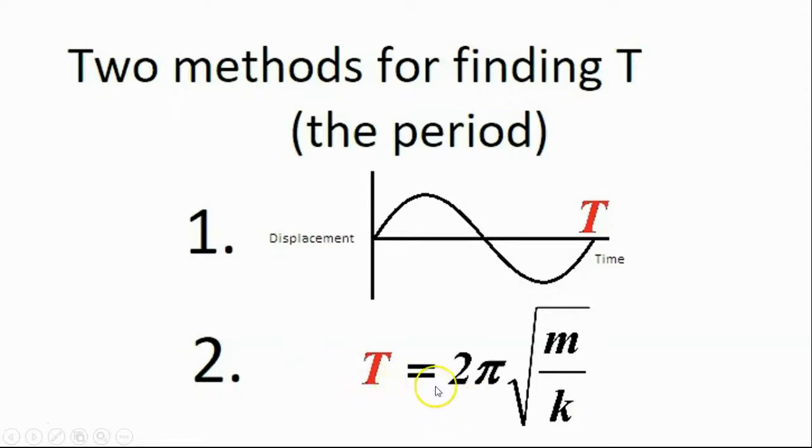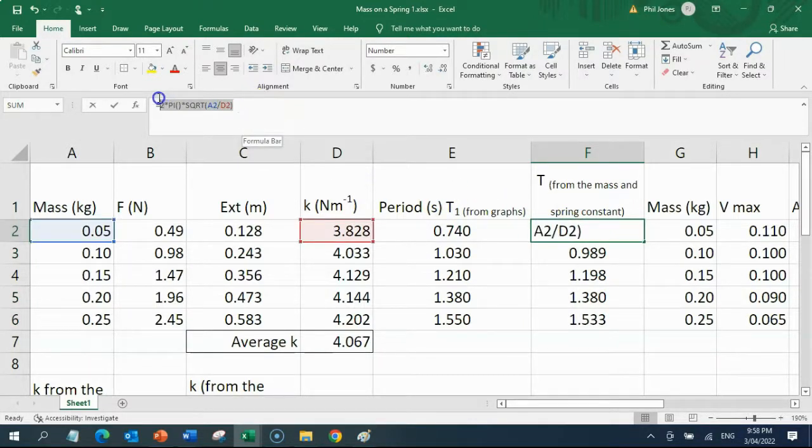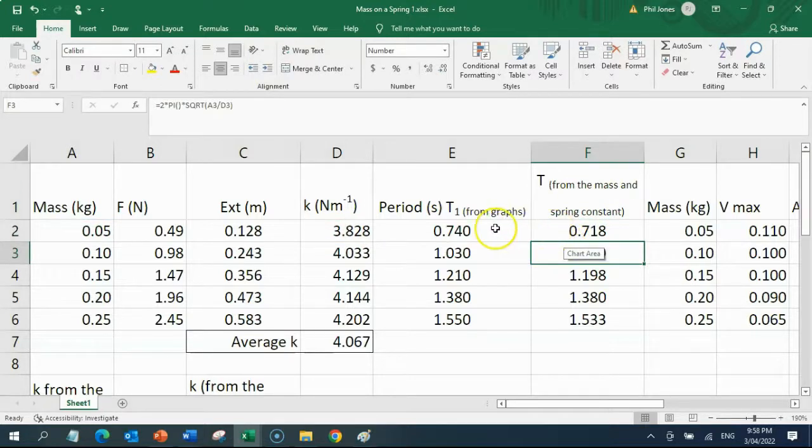That is that T is equal to 2 pi root m, the mass, divided by the spring constant. So let's go back to our spreadsheet, and here are those values here. If I click on this, you can see the formula that I've got up here that I've copied down into the rest of the column. And now we're in a position to actually do that. We can compare these two values here.